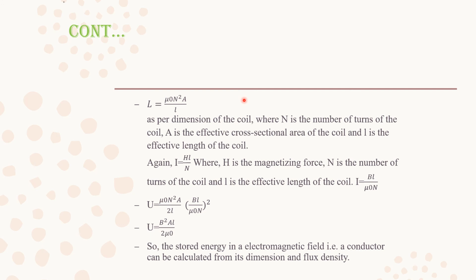and by substituting these values of L and I in the equation, we can get U as mu 0 n square A upon 2l into B l by mu 0 n whole square. And when this equation is simplified, we can get the answer as B square into A into l by 2 mu 0. So the stored energy in a magnetic field of a conductor can be calculated from its dimension and flux density.